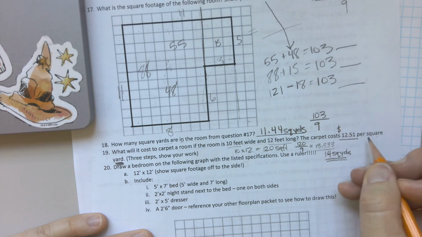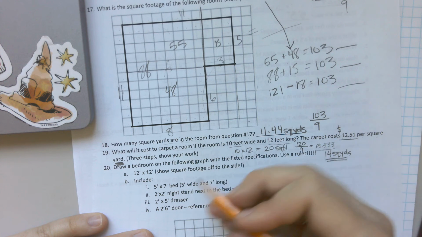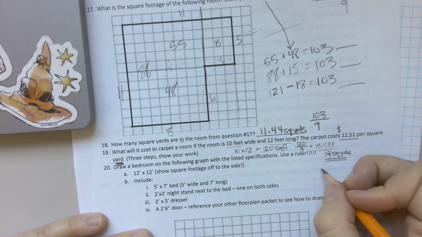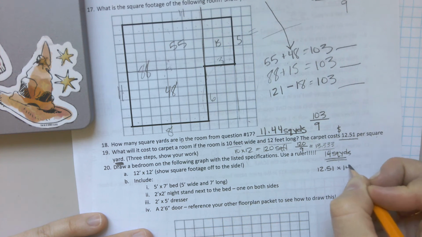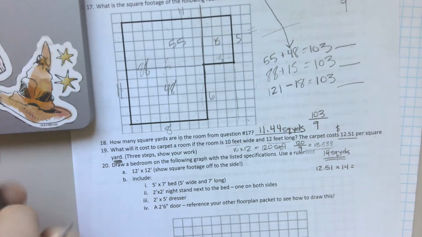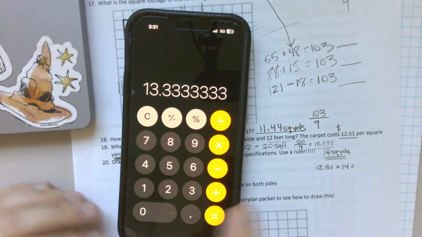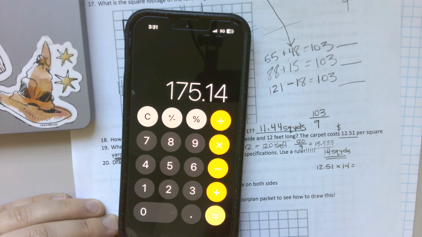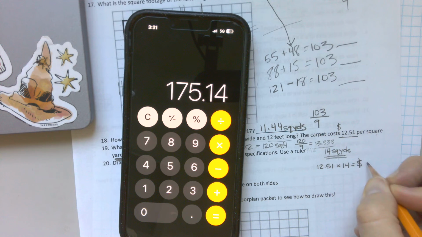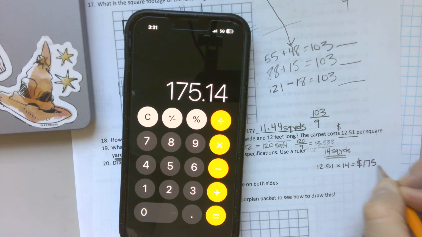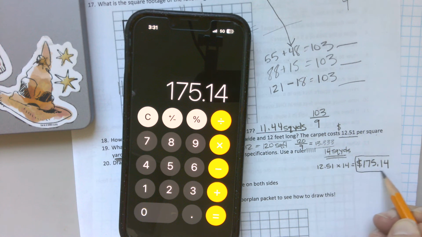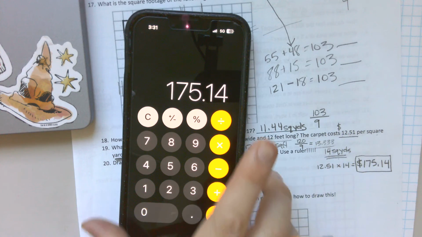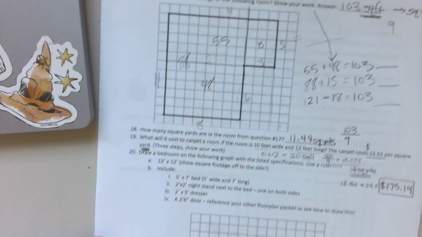We know that the carpet costs $12.51 per square yard. We've now got our square yards. So we're going to multiply 12.51 times 14. So we're going to, again, have our calculator out. We're going to do 12.51 times 14. So our final answer in dollars to answer how much would it cost to carpet this room would be $175 and 14 cents.